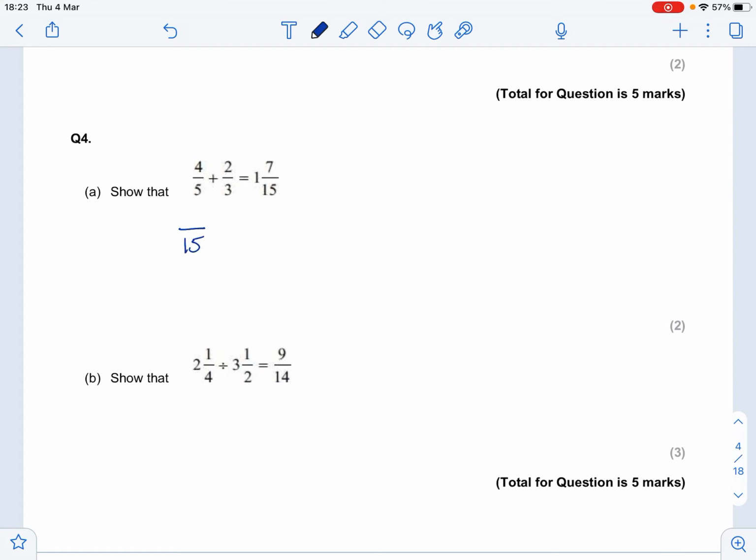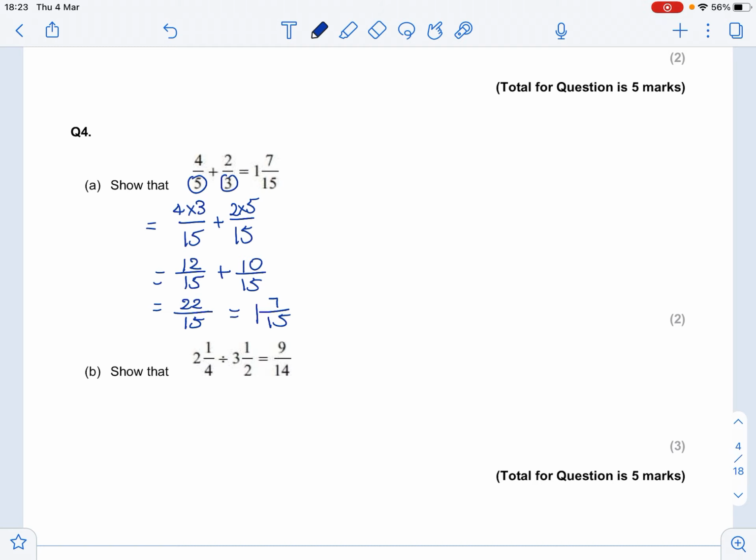If we multiply this denominator by 3, we need to multiply the numerator by 3, which gives 15. If we multiply the denominator by 5, we need to multiply the numerator by 5, which equals 12 over 15 plus 10 over 15. Add them up, we'll get 22 over 15. And this is the same as 1 and 7 over 15.